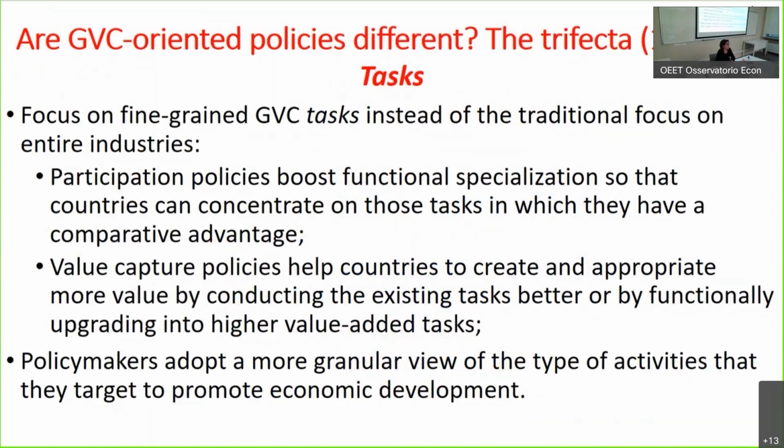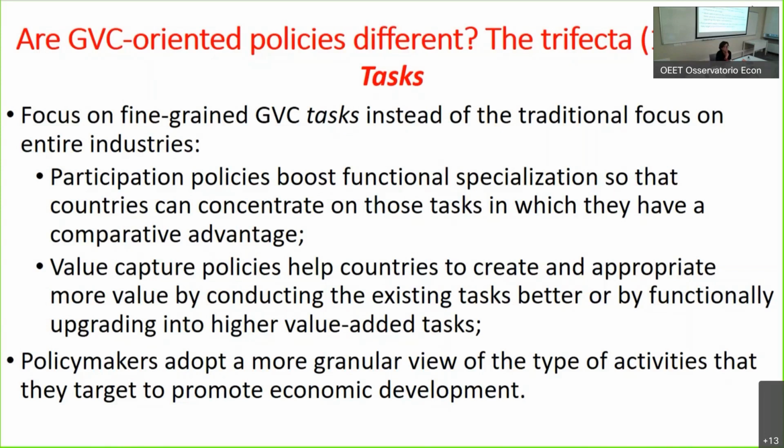Now I would like to focus on this trifecta, trying to use this idea of task, linkages, and firms in order to explain and to justify the specificity of GVC-oriented policies with respect to traditional policies, industrial policies or innovation policies, which we all know.